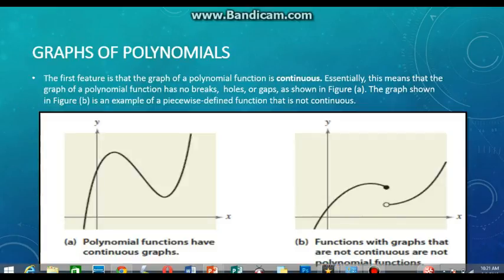Graphs of polynomials. The first feature is that the graph of a polynomial function is continuous. Essentially, this means that the graph of a polynomial function has no breaks, holes, or gaps, as shown in figure A. The graph shown in figure B is an example of a piecewise defined function that is not continuous.